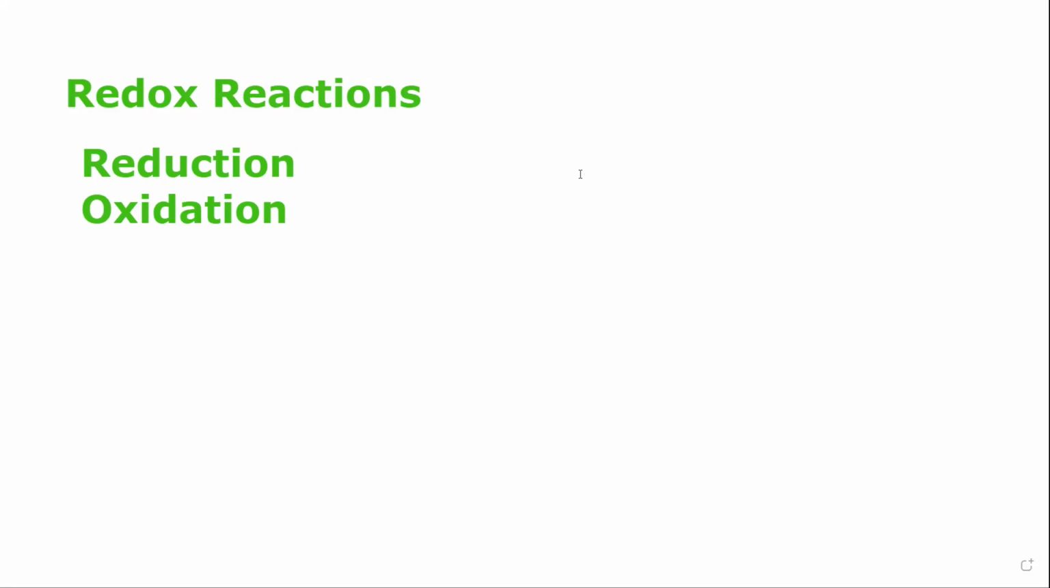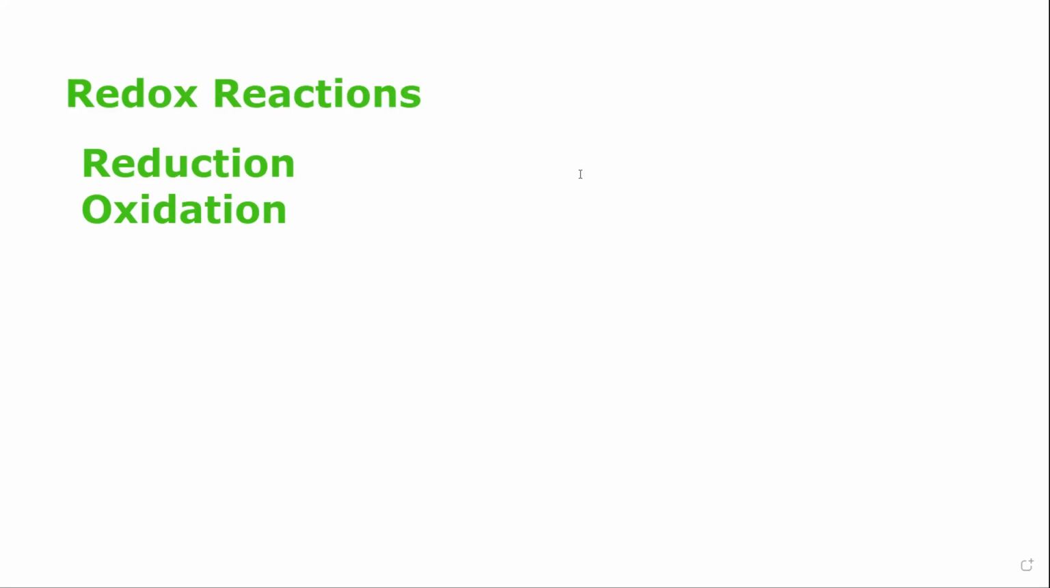So to start off with an example, rusting is a redox reaction as iron metal is oxidized to iron ions by losing electrons, and oxygen in the air is reduced to oxide ions by gaining electrons. We will now discuss in detail what happens in a reduction reaction and what happens in an oxidation reaction.